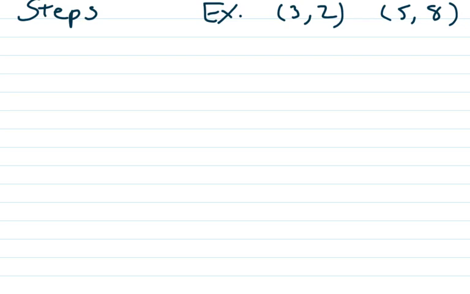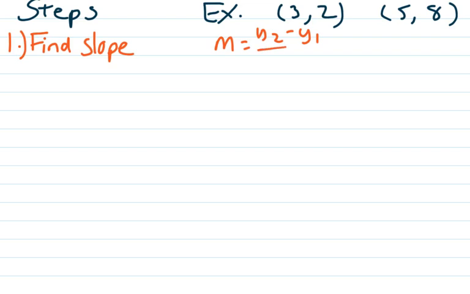So step number 1 is to find the slope. And we covered that last class, so we should be good to go on finding the slope. If you don't have the slope, the first thing you're going to do is find it. Remember your formula for finding the slope: y2 minus y1 over x2 minus x1. It doesn't matter which order you pick them in, but I do notice looking at this that the 5 is bigger than the 3 and the 8 is bigger than the 2. So if I have to subtract them, I'm going to try to subtract them in a way that keeps them positive. So I'm going to do 8 minus 2 over 5 minus 3.